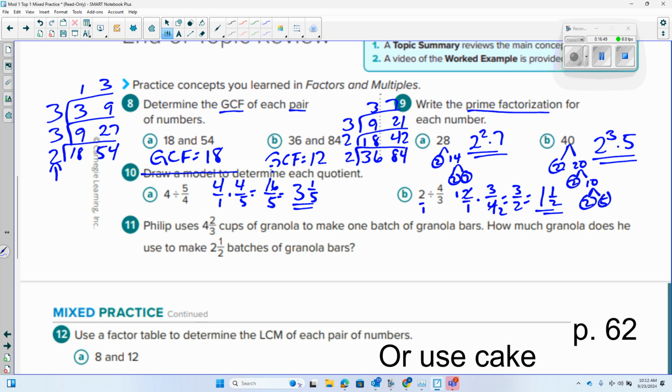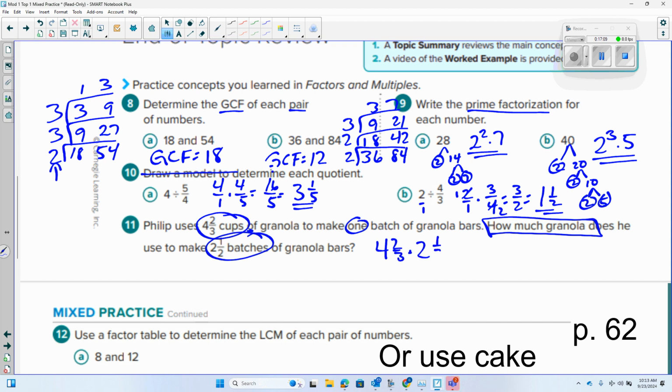So Philip uses 2 2/3 cups of granola to make 1 batch of granola bars. How much granola does he need to make 2.5 batches? Okay, a big key in this. That word is going to be telling you I am going to be multiplying. So it's 4 2/3 times 2 1/2.